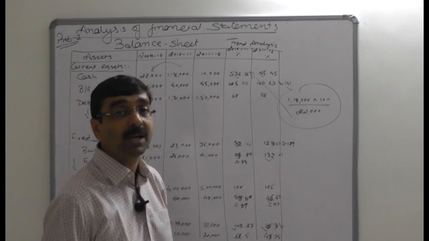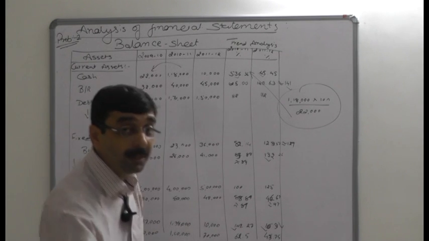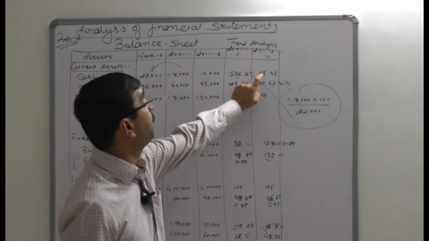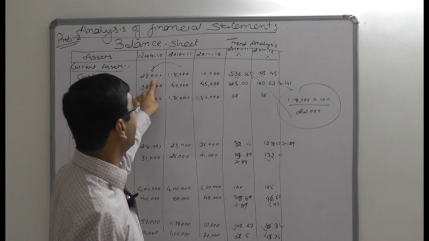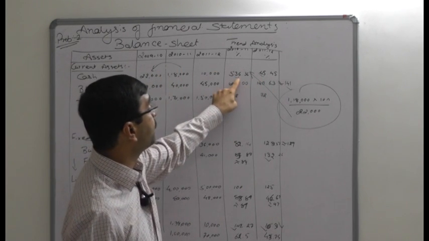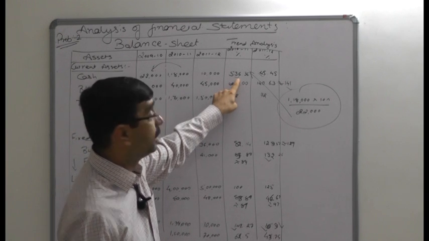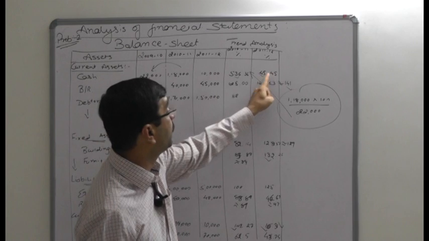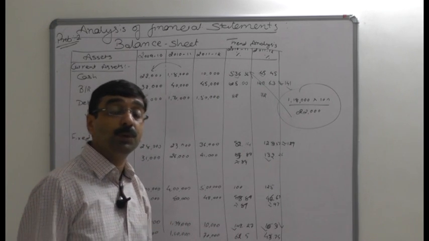that is 45.45%. It means that if your base year is 100, the next year increased almost 536%. Then the next year, that means in 11-12, you find a change of 45.45%.